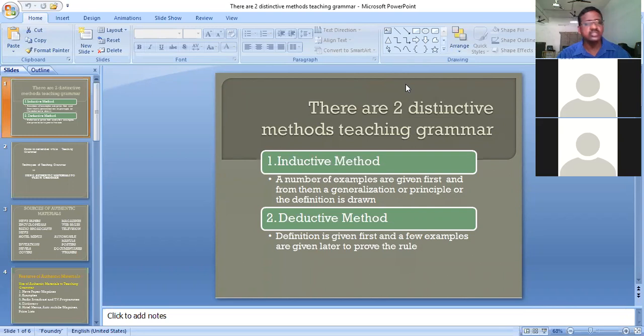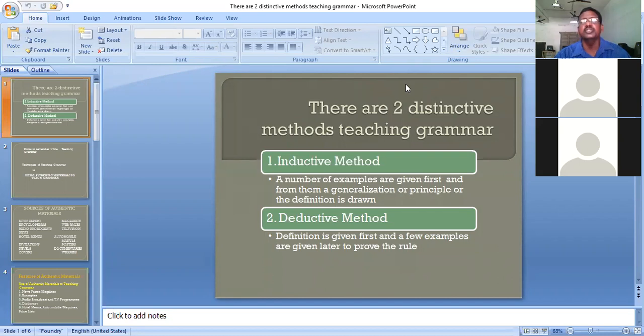See some more points about the inductive method. It requires a competent teacher. To teach this grammar requires a competent teacher. The teacher should have the ability to teach, and should have good material to teach grammar with examples, giving a number of examples and drawing the rule in this inductive method. Next, preparation is needed for the teacher. Much preparation is needed for the teacher in the inductive method.